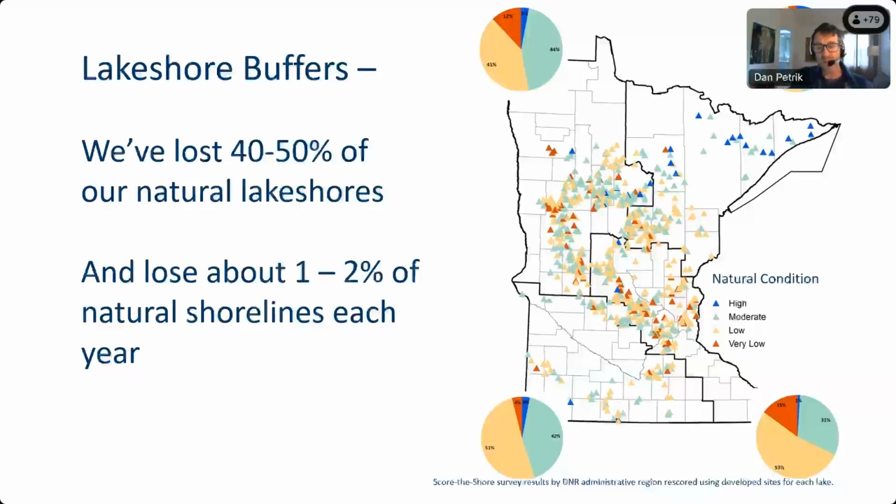So if you look up in Northeast Minnesota, you'll see a larger percentage of blue or high quality natural lakes and a fairly large number of moderately protected lakes in terms of natural vegetation. You see in the central and southeast Minnesota that we have a very large percentage of lakes that are rated very low, meaning they have very low levels of natural vegetation left. So it's an interesting study. Over time, the study has found that we've lost about 40 to 50% statewide of our natural shorelines, and that we lose about 1 to 2% every year.